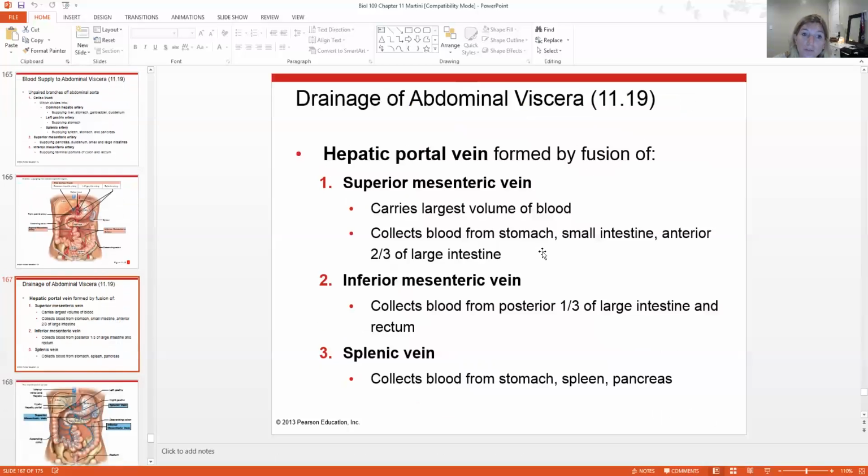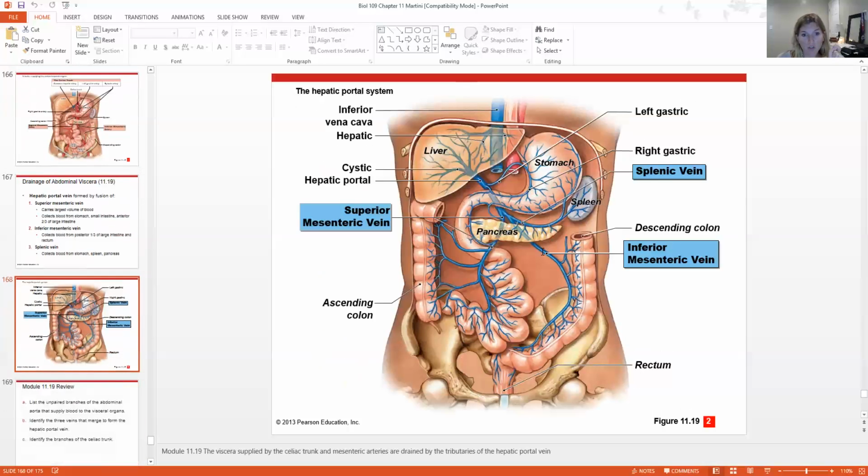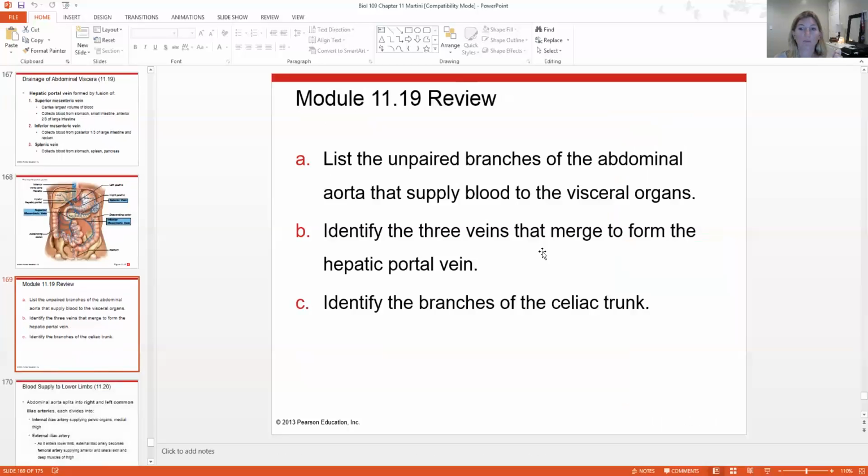The hepatic portal vein, this is all, again, drainage. The hepatic portal vein is formed from the superior mesenteric vein, the inferior mesenteric vein, and the splenic vein, all coming together and basically coming back and fusing with that inferior vena cava. You can pause the video here, go back and review.